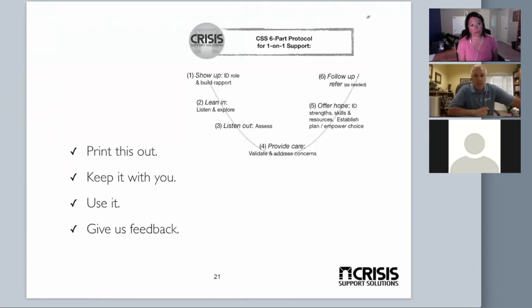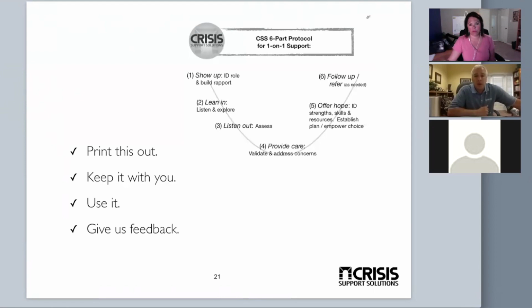So something in here as you're using it, and you're like, it would make more sense if this was over here, or if this said this, or if you could add this to it. Please give us that feedback. We're a very fluid company, and love to grow and continue to make things more practical, more usable.